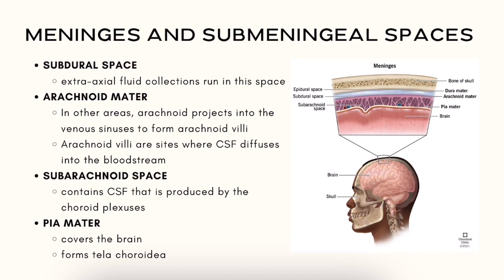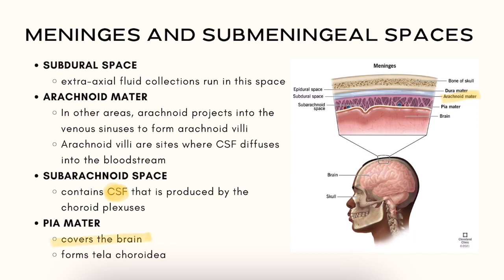Moving forward, we have our subdural space. This contains extra-axial fluid collections that run in that area. And after that, we have your arachnoid mater. Sometimes in other areas, this projects into the venous sinuses to form arachnoid villi. And your arachnoid villi are sites where the CSF diffuses into the bloodstream. If we go back to the picture, we have the bone, and then your epidural space, and then your dura mater, and then your arachnoid mater right here. Then we have our subarachnoid space that contains CSF that is produced by the choroid plexuses. And finally, we have our pia mater, which is the covering of the brain.